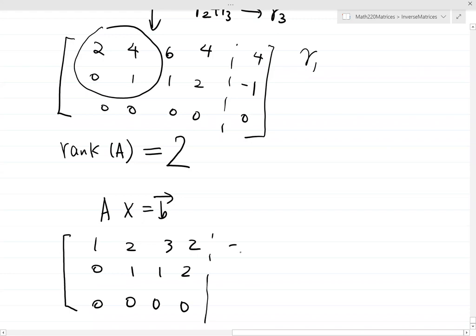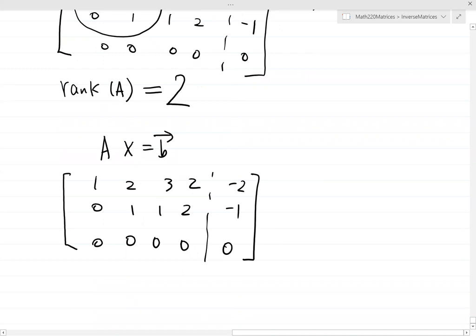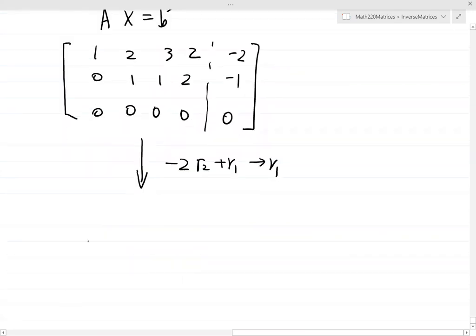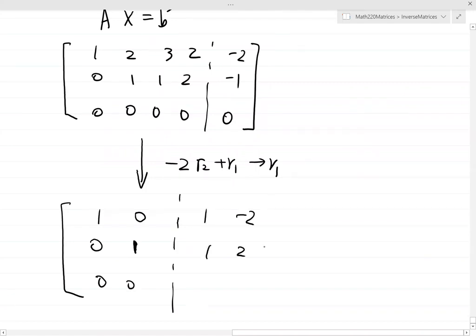And we have -2, -1, 0. So the last row is 0. It's nothing, so we can just leave it as it is. So we do a row operation again: -2 times row 2 plus row 1, replace row 1. Then we get 1, 0, 0, 1. Okay. And here 0, 1, -2, 1, 2. And here we have 4, -1. Okay, 4, -1. This is 0, 0.